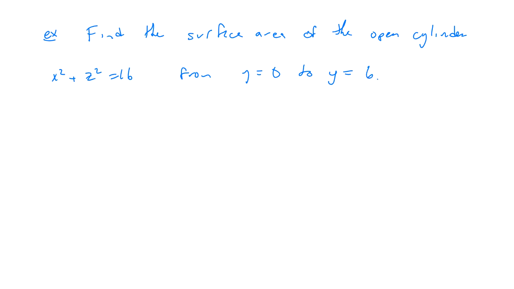So first, you can see this is kind of a made-up example because you don't need an integral to get this at all. So here I want to find the surface area of the open cylinder x squared plus y squared is equal to 16, from 0 to 6. Well, if I cut it and unrolled it, it's just a rectangle where the height is 6 and the length is the circumference, which is 2 pi r. R here is 4. So it's going to be 6 times 2 pi times 4.